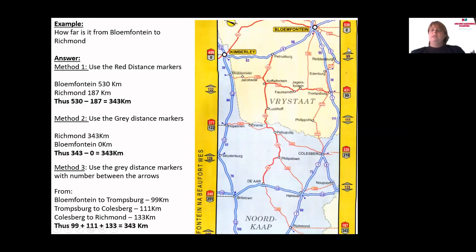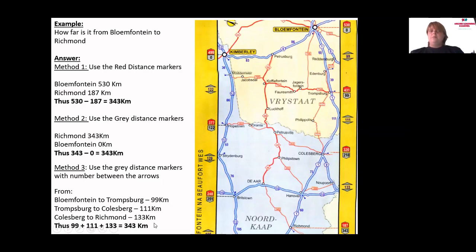So let's see, the first one says 99 kilometers from Bloemfontein to Tromsburg. Then from Tromsburg to Koolsberg is 111 kilometers. And from Koolsberg to Richmond is 133. So if you add all three of them, you get as well 343 kilometers. Thus, Bloemfontein to Richmond is 343 kilometers.